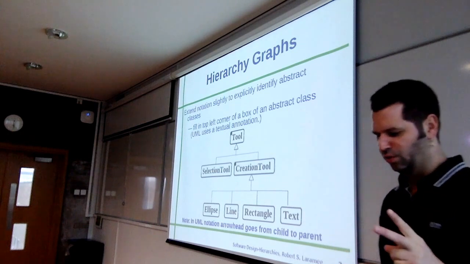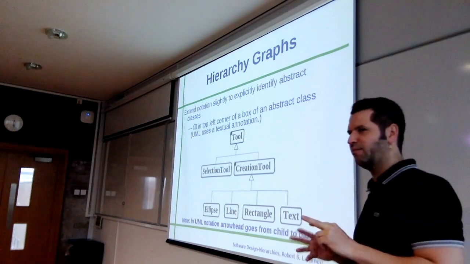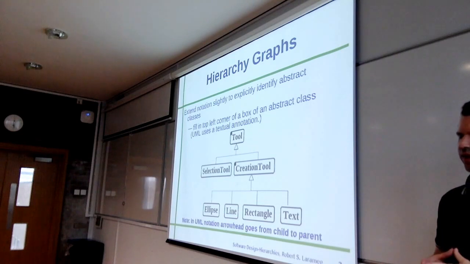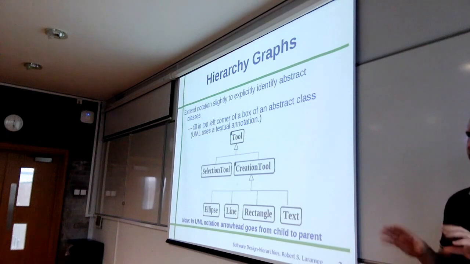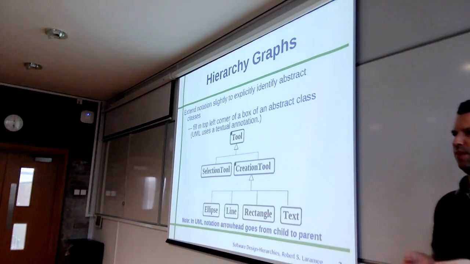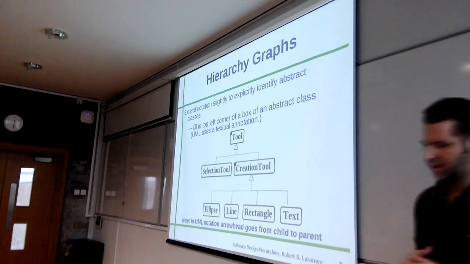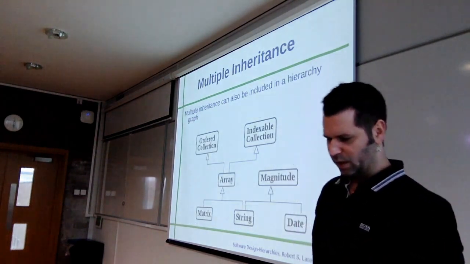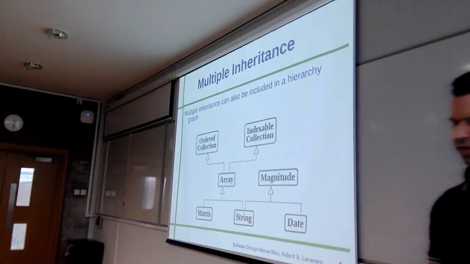Now there are two notations. I'm mixing up two notations or two styles in this lecture. One is the style from the book, the Wirfs-Brock book, where these lecture notes are based on. And then there's a UML style. There are two different styles of conveying the same information, right?